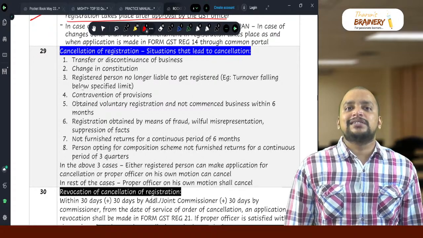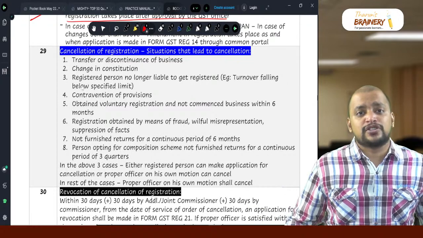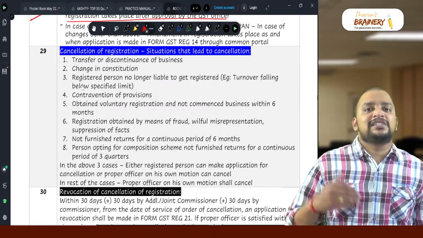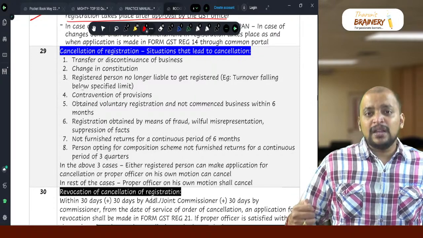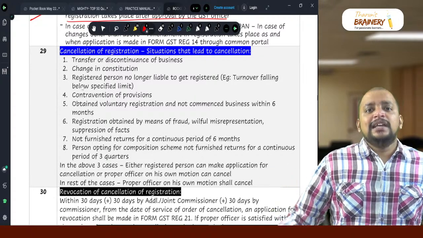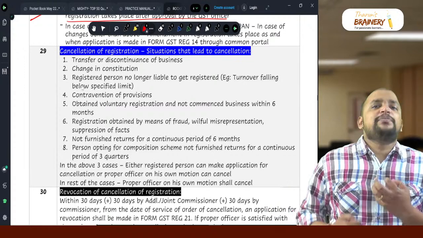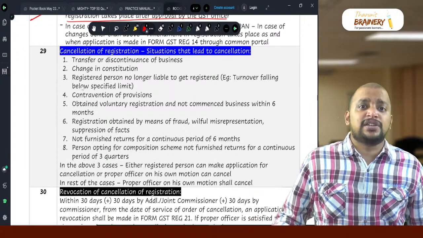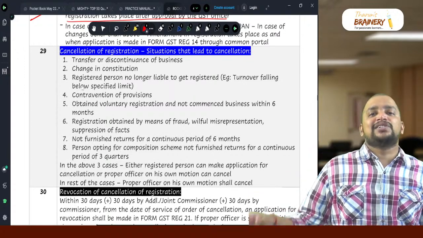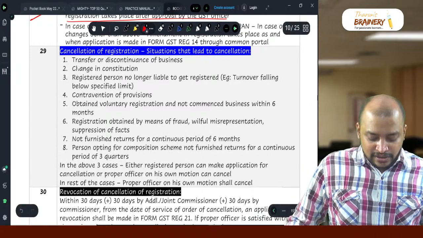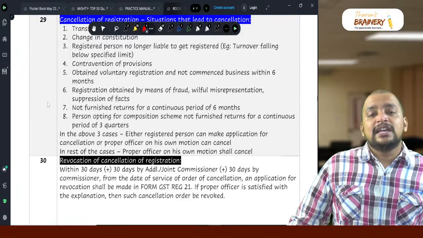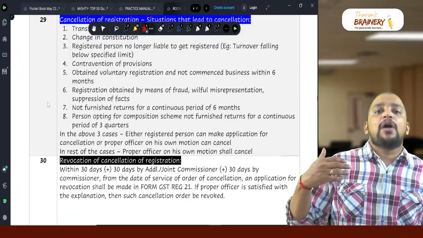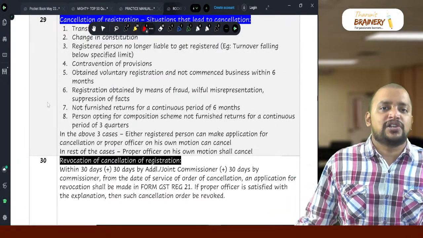So then in these 3 cases, transfer or discontinuance of business, change in constitution resulting in change in permanent account number, or no longer liable to be registered, either registered person can make application for cancellation or proper officer can initiate cancellation. Okay, so that is with respect to these 3. Then remaining 5 cases, in remaining 5 cases, proper officer will initiate cancellation of registration.